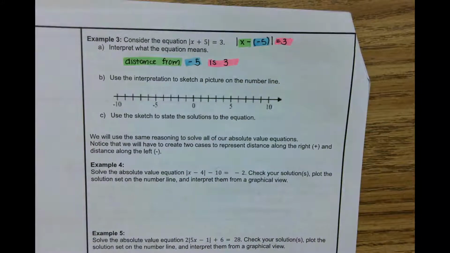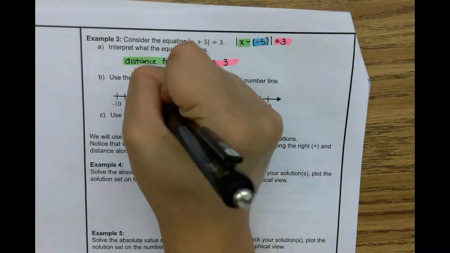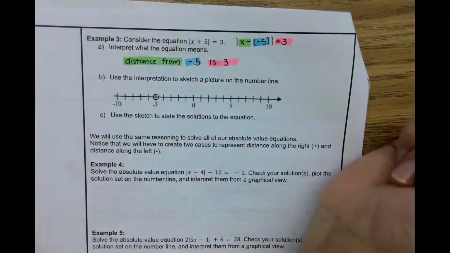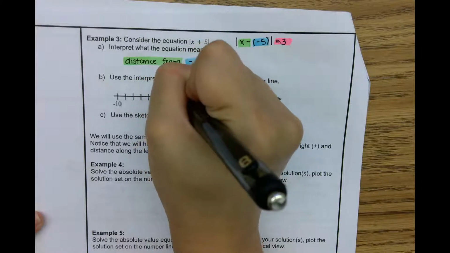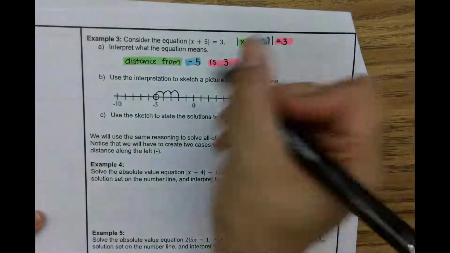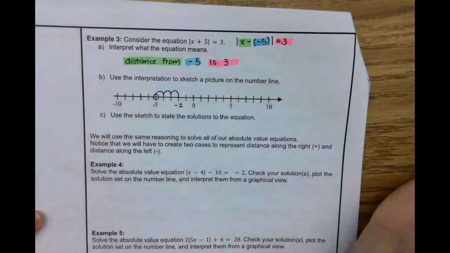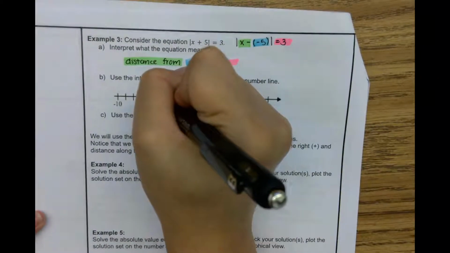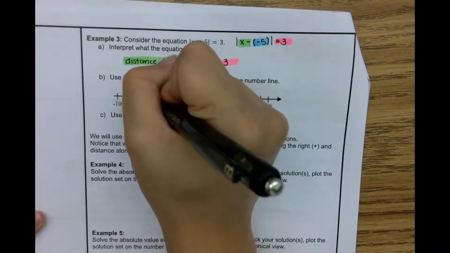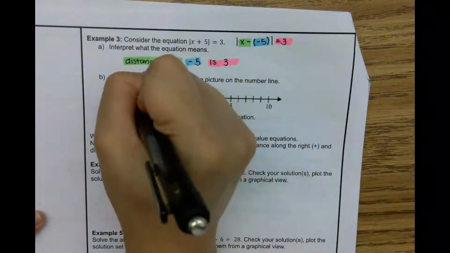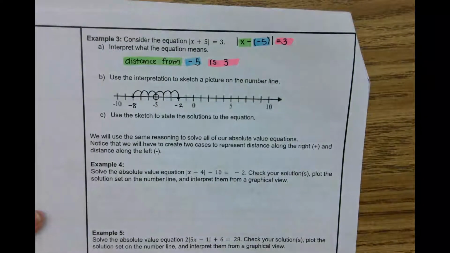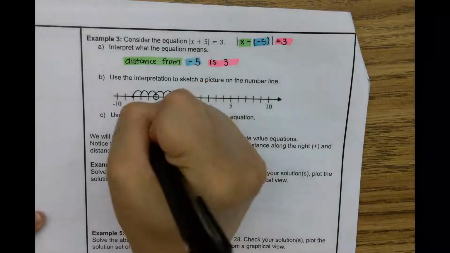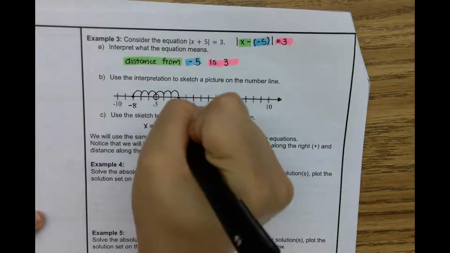So let's look at where -5 is on my number line. That is right here. Let's see what is 3 away. If I go to the right, 1, 2, 3, this here is -2. And if I go on the left side from -5, 1, 2, 3, this here is -8. So what two numbers have a distance of 3 away from -5? That is -2 and -8.